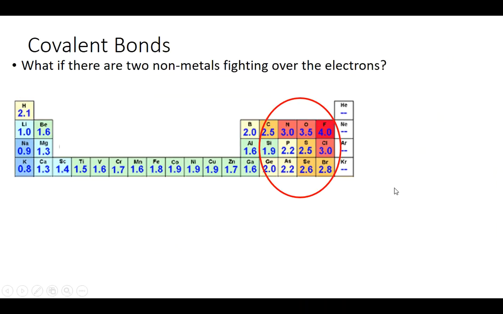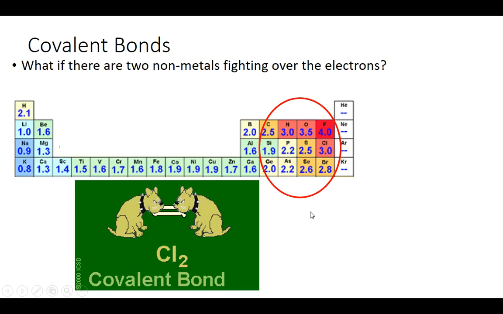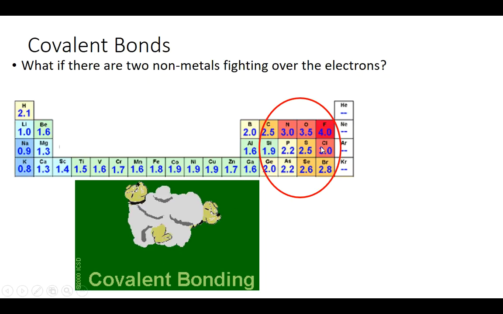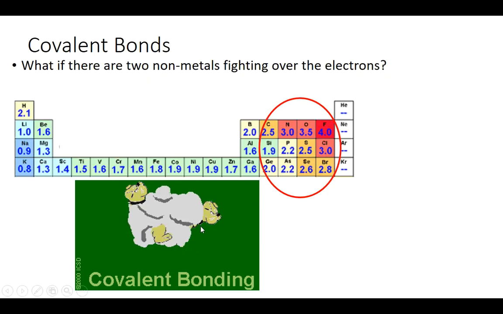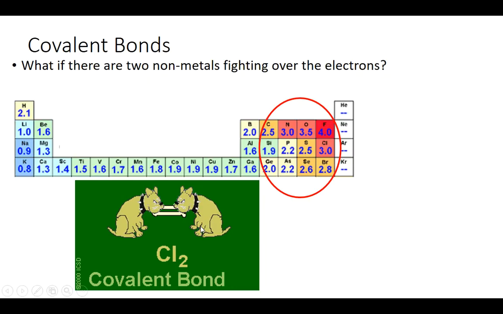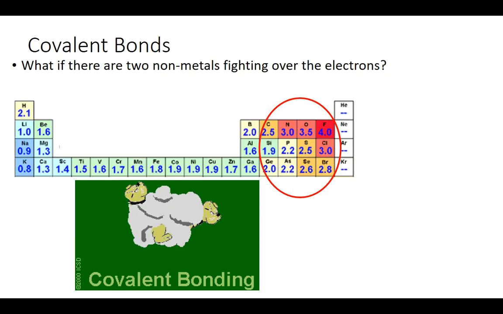Covalent bonds. So the difference between an ionic and a covalent bond is not too tough. But it comes down to this question. What if two nonmetals were fighting over the same electron? Well, think of it this way. If two nonmetals were fighting over the same electrons, it'd be like these two dogs. So these are both chlorines. On the electronegativity chart, chlorine has an electronegativity of 3. Well, if you have two evenly matched elements fighting over the same electrons, they're going to grab onto each other's electron and kind of get into a never-ending tug-of-war. And it's actually a really strong bond.